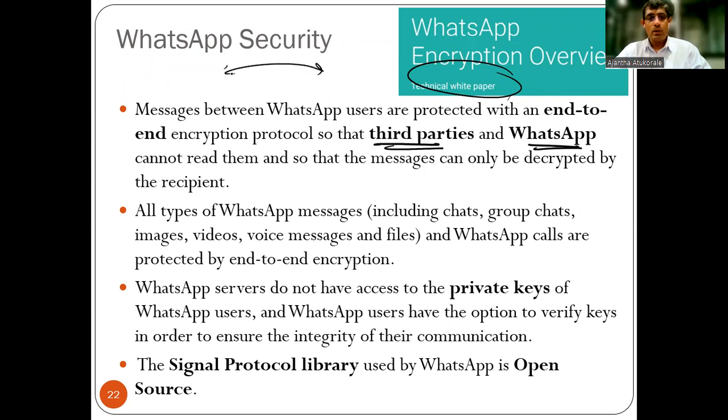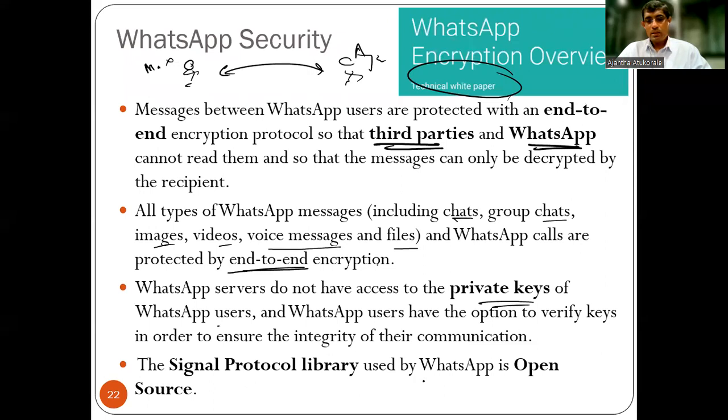So then it's end-to-end. We call it end-to-end because this is one end and this is another end. So you get end-to-end security. All of the WhatsApp messages, including chats, group chats, images, videos, voice messages, files, and WhatsApp calls, are protected by end-to-end encryption. End-to-end means these are the two ends, that is Mr. X here in the class and Ajanta, whenever we do a transaction. WhatsApp servers do not have access to private keys of the WhatsApp users. The WhatsApp users have the option of verifying the keys in order to ensure the integrity of the communication.